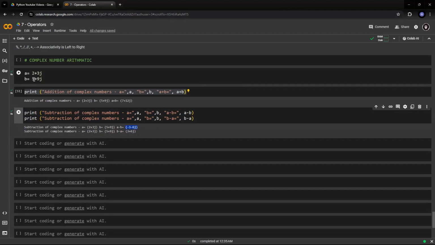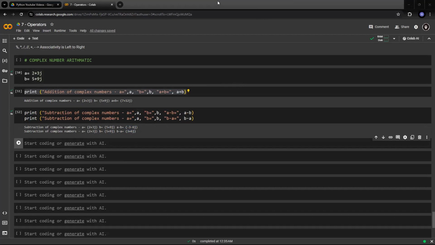Yes. So 2 minus 5 is minus 3. 3 minus 9 is minus 6. If you do it the other way around, 5 minus 2 is 3, 9 minus 3 is 6, which is 3 plus 6j. A straightforward addition and subtraction.